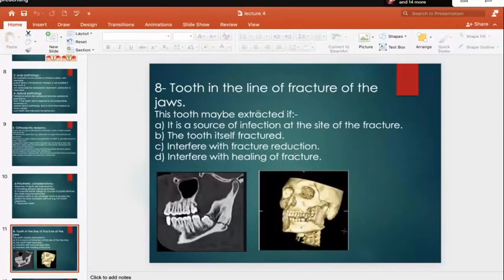This slide is very important. Tooth in line of the fracture should be removed if it is a source of the infection, tooth itself fractured, interfere with fracture reduction, interfere with healing of the fracture, and tooth in line fracture is important. And we remove the tooth in the line fracture in the following conditions: source of the infection, tooth itself fractured, interfere with fracture reduction, interfere with healing of the fracture.